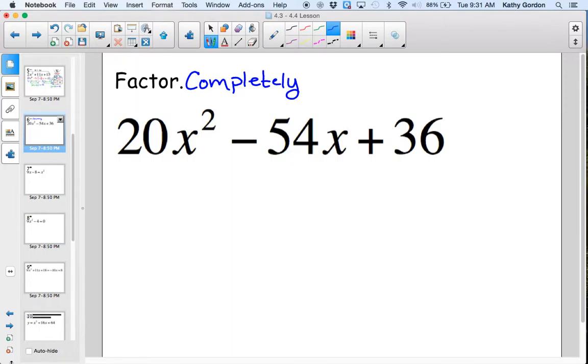I know it should kind of go without saying, but I'm going to write that extra word up there. Factor completely. Make sure it is entirely factored as much as you possibly can.